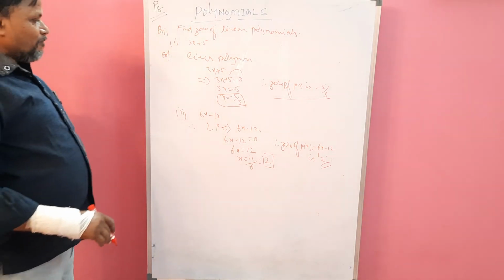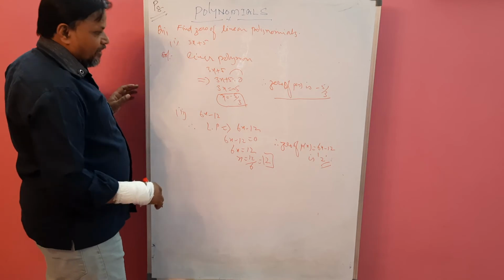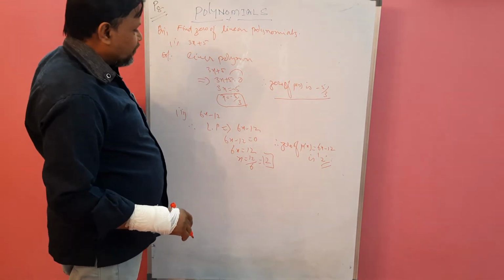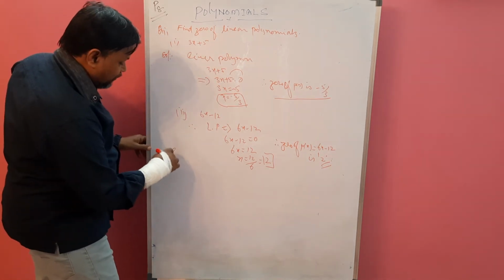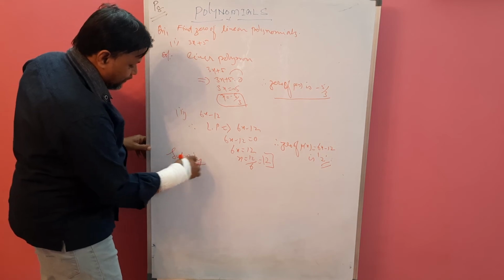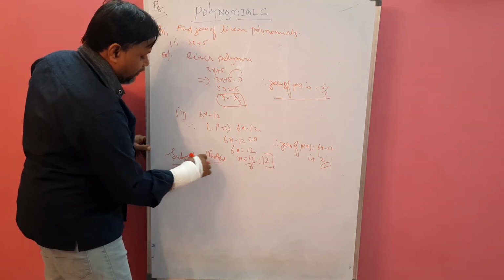Now another method is substituting. Substitute a value of x; whichever value gives us 0, then we can call it a 0 of this polynomial. So we are going to follow the substituting method, or trial and error method, here.